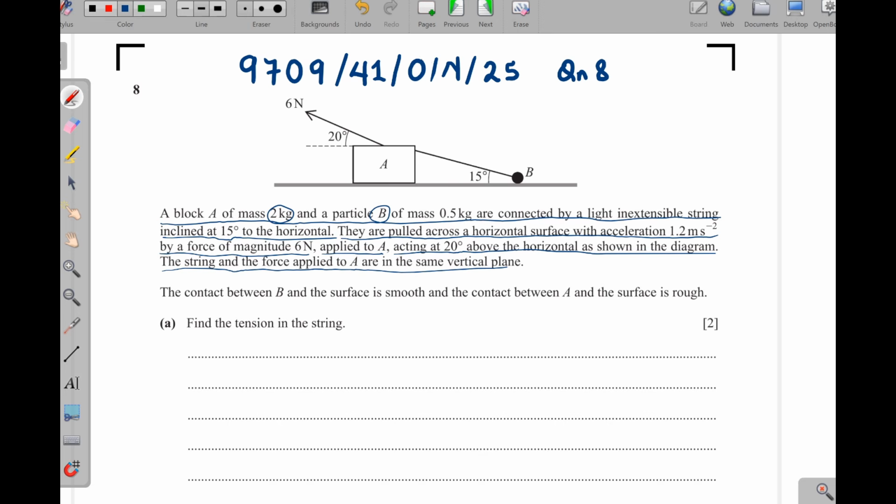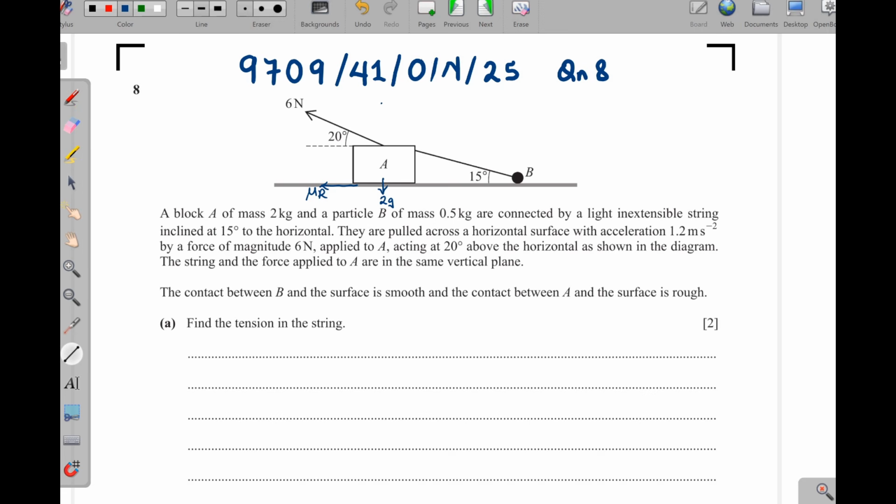Okay, then what are we having here? The contact between B and the surface is smooth, and the contact between A and the surface is rough. So that means we are going to have a frictional force here, mu R. So here we are going to have mg, and A has 2 kilograms, so that will be 2g. Then there will be R here.